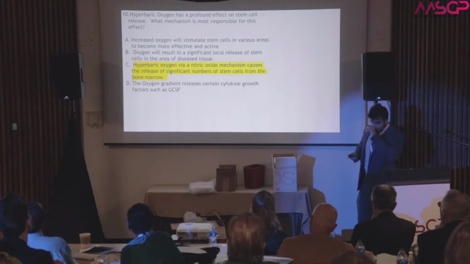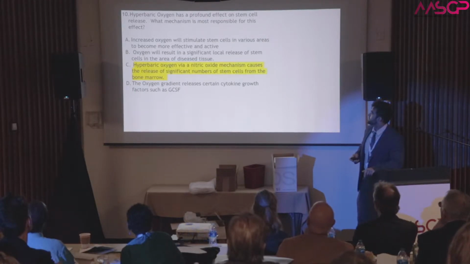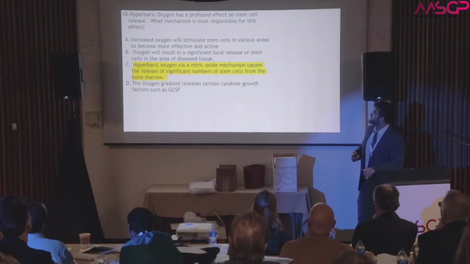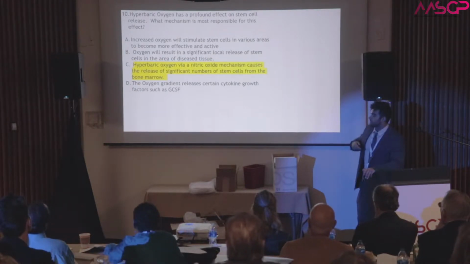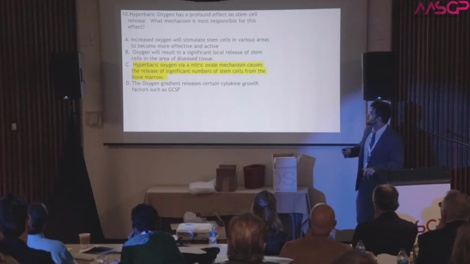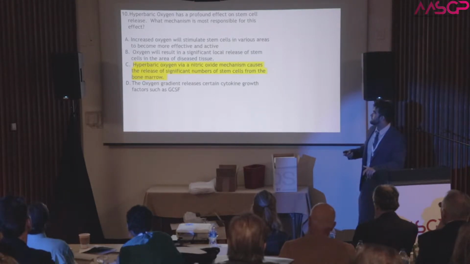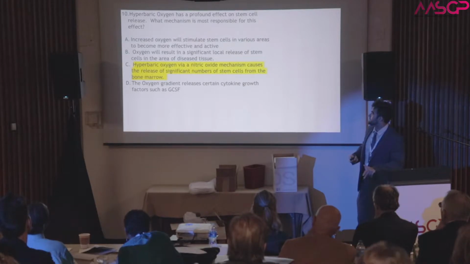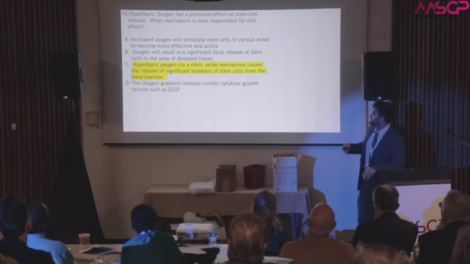Here's a really important question that I think everyone should know for the board exam, as it might show up. Hyperbaric oxygen, the mechanism involved with improving stem cell proliferation. There's a nitric oxide mechanism involved. The mechanism is not 100% clear, but we know it involves nitric oxide, and hyperbaric oxygen conditions are allowing the proliferation and differentiation of the stem cells.